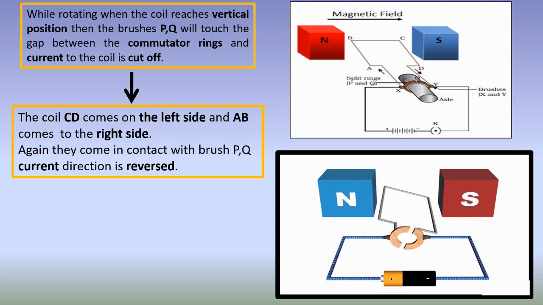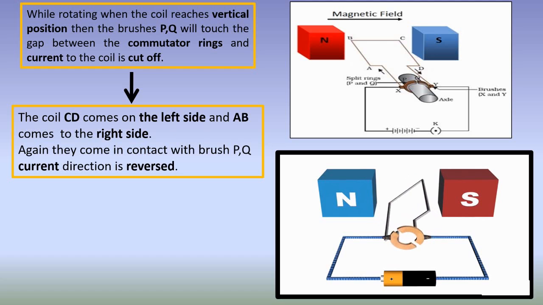Why? Because of the positions of the split rings have changed. So during this time the direction of the current will reverse. Okay students, why? Because the position of the split rings is reversed.